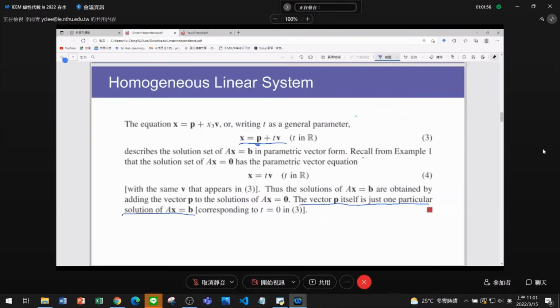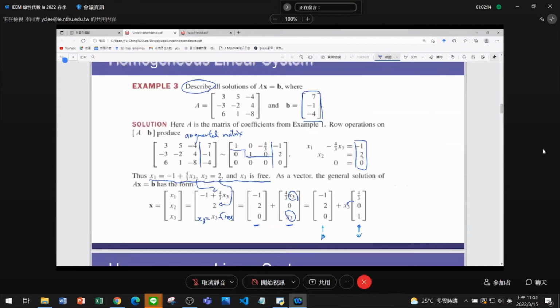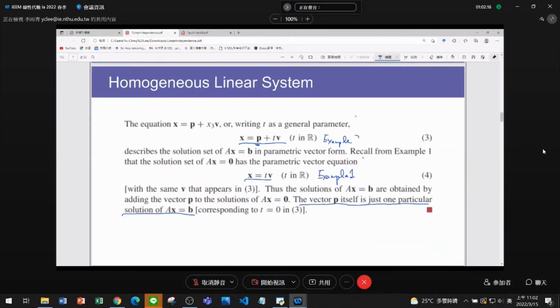Okay, and then we observe that the difference between x equals TV, what we have in example 1, and this is what we have in example 3. The difference between them is just this P. Here, P itself is just one special solution of AX equals B.